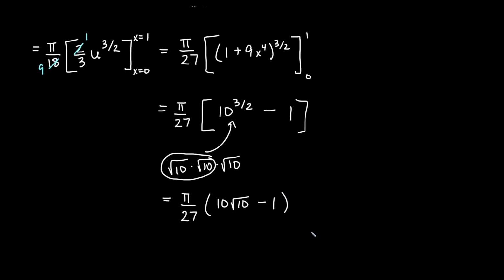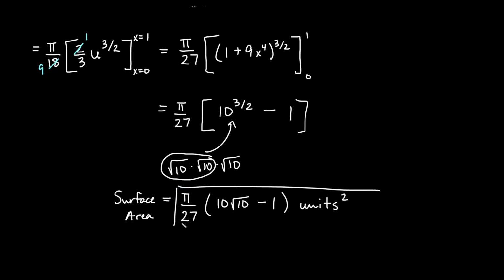And because this was a surface area, any type of area, we are going to want to write whatever units were given or not given. So here we'll have pi over 27 times the quantity 10 root 10 minus 1 units squared.